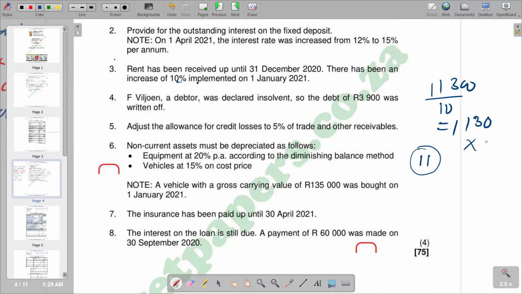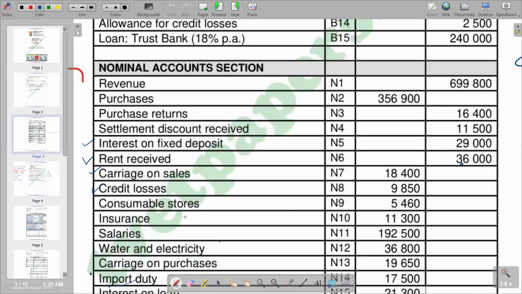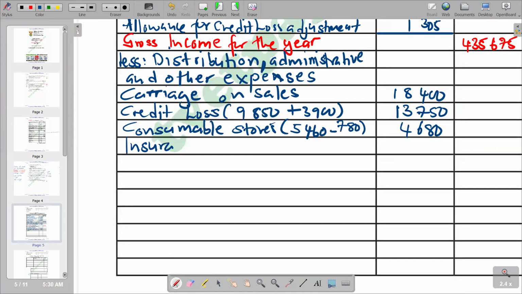So to get the insurance for 2 months, we just multiply by 2, and we get 2,260. So this is the insurance that is outstanding. And remember, any amount outstanding is supposed to be added according to the matching principle. So we add 2,260 to insurance. In brackets, we'll say 11,300, and then we add 2,260, and the total that we're supposed to get is 13,560.